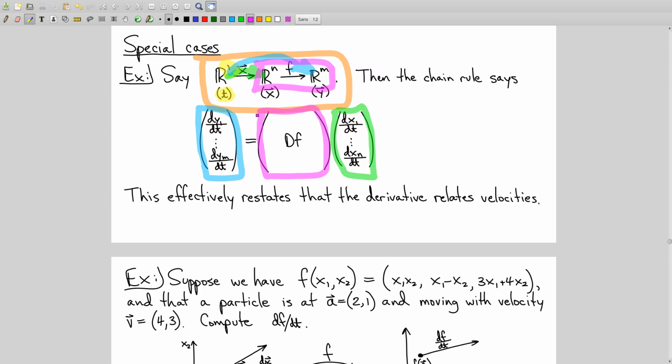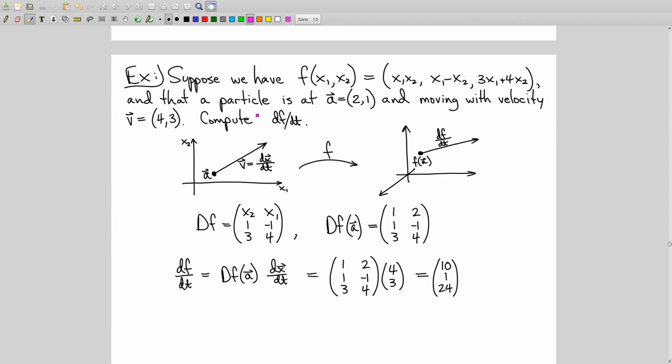Right? So I think it's kind of nice that the chain rule, in this special case where you have a single original input variable, everything's a function of t. You can think of the chain rule again as just giving an interpretation, reproducing an interpretation of derivative matrices. They relate input velocities and output velocities. That's it. I think that's cool. So this example down here is just exactly that.